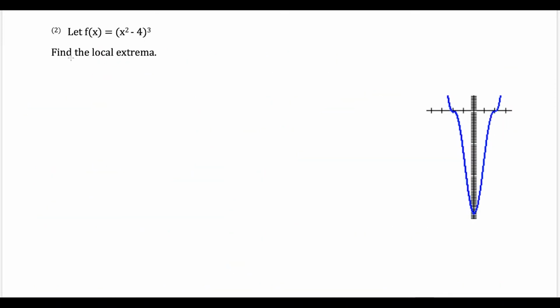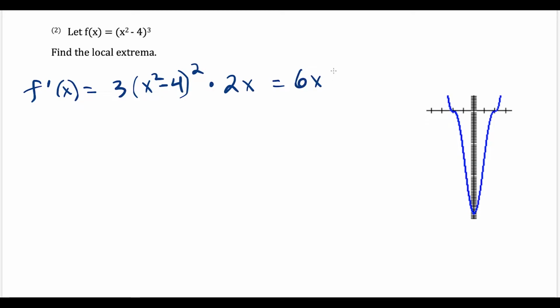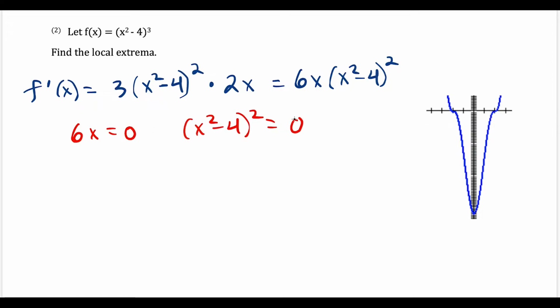So for this next question here, f prime of x, we're going to use the chain rule. So we're going to have 3 times x squared minus 4 to the 3 minus 1, which is 2, but then don't forget we have to multiply by the derivative of the inside, which is 2x. So in simplified form, this is going to be 6x times x squared minus 4 squared. So for this particular question, we're going to set each factor equal to 0. We have 6x equal to 0, and x squared minus 4 squared equal to 0.